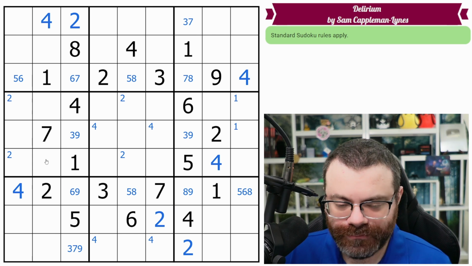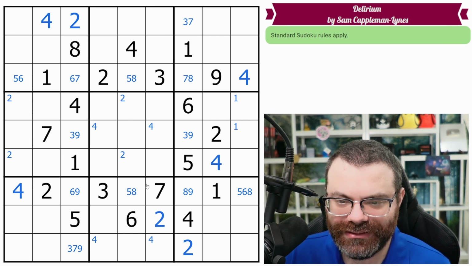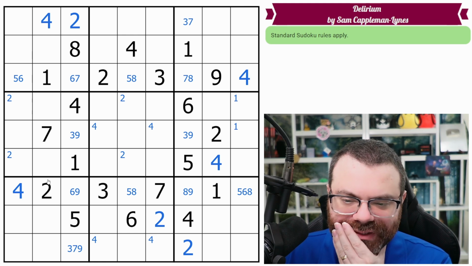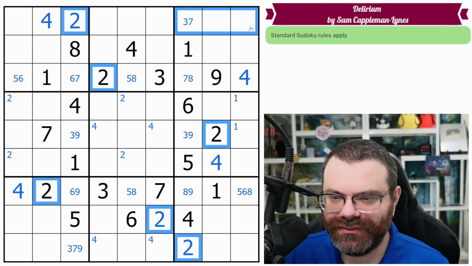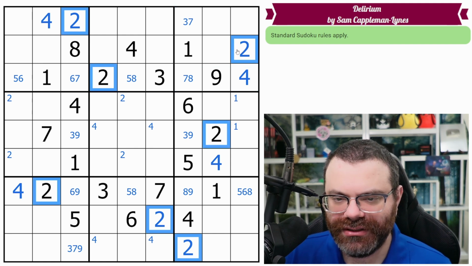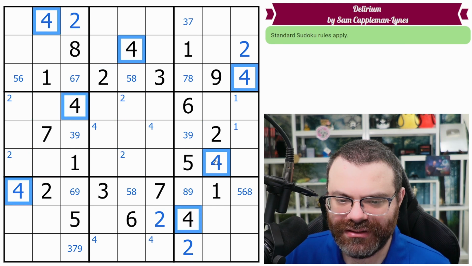All right, I'm finding this puzzle difficult to scan, to be honest, but let's keep going. So we got the 2s and the 4s. What about 2 in this box? Yes, 2 in this box is placed. Okay. So now I should be down to just this rectangle of 2s, and then I should be down to just this rectangle of 4s. Okay, good.